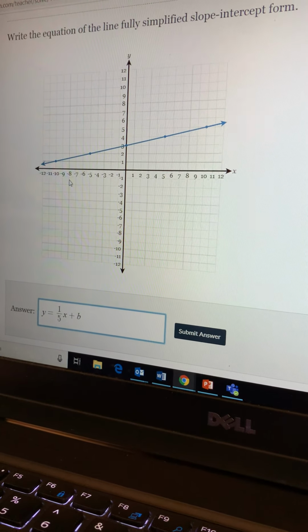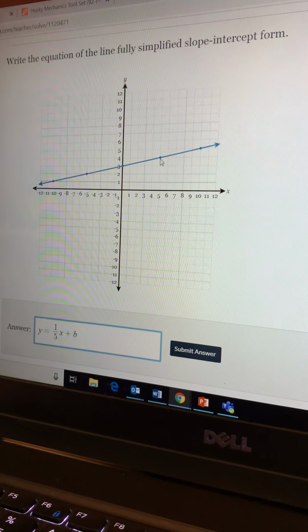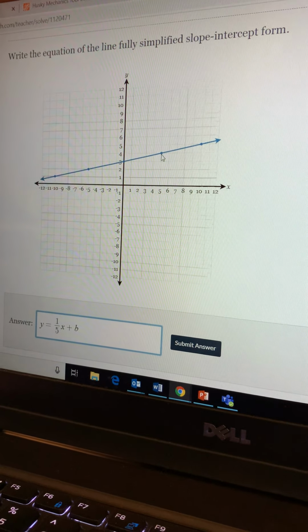You could have done that with any of the points. You could have actually compared this one and this one way over here. You would have just had to simplify your slope if you had done that.